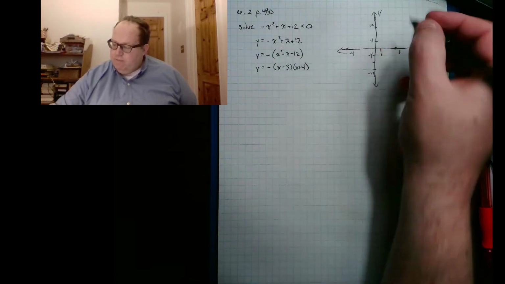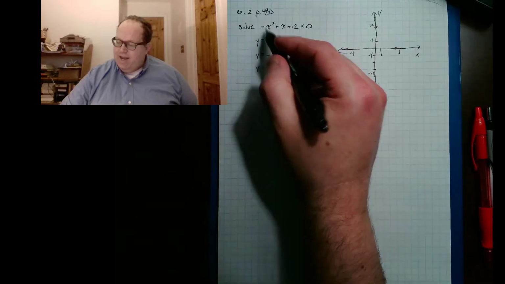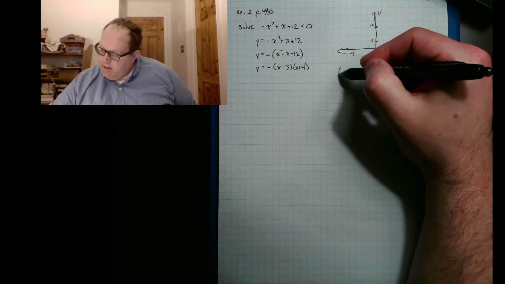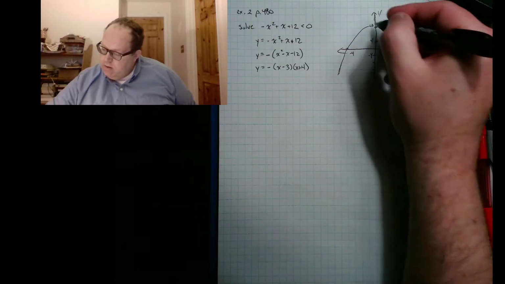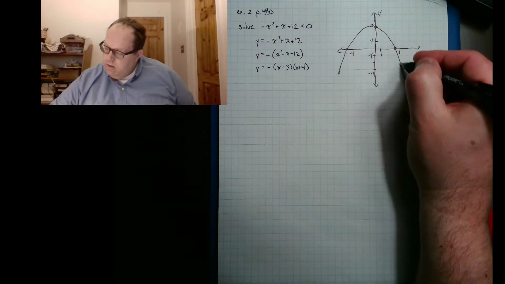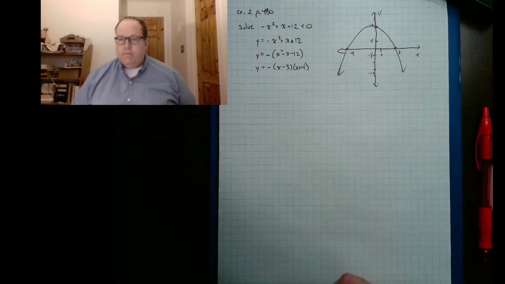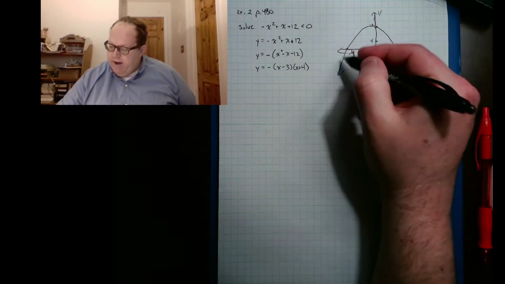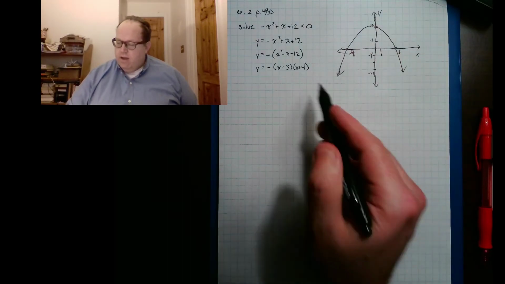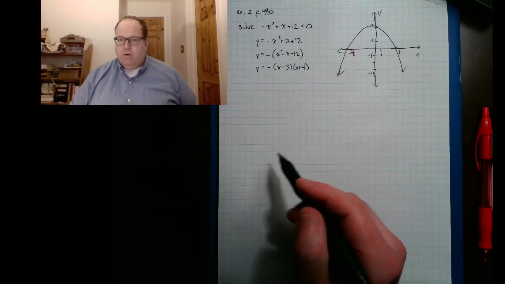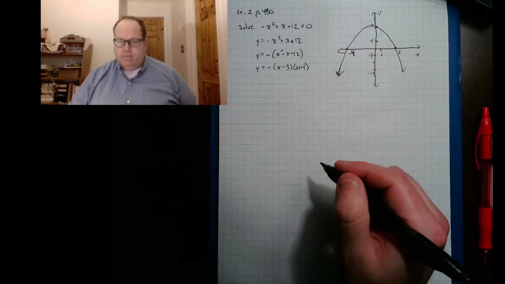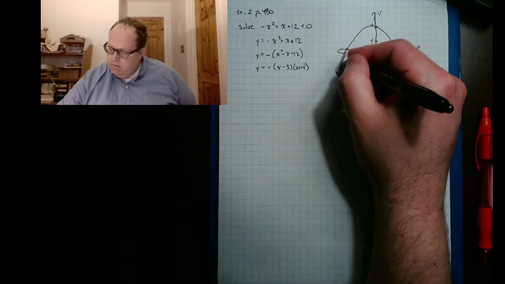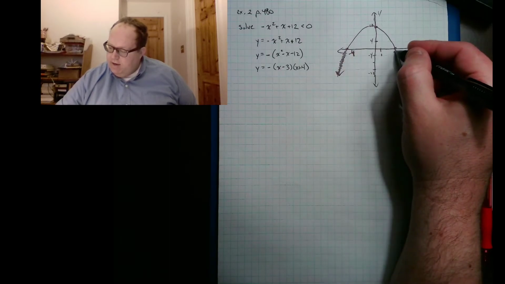I know I've got a y-intercept at positive 12, and because of the negative sign, I know this thing opens downward. So my graph would look something like this. So, with my graph, then I can think about the inequality. I am interested in where this statement is less than 0, or in where y is less than 0. My y values are negative here and here.